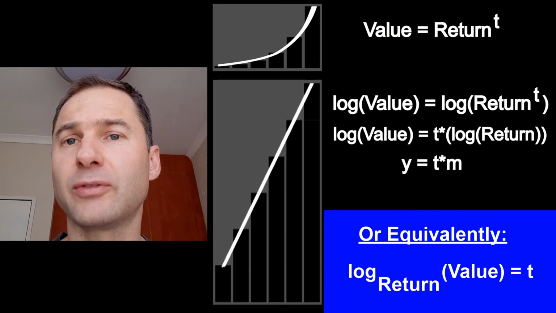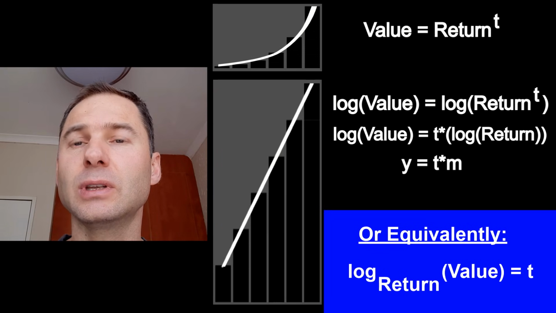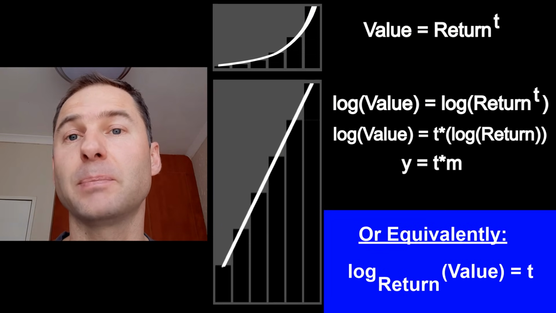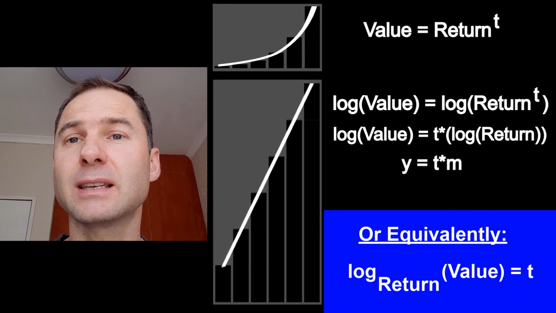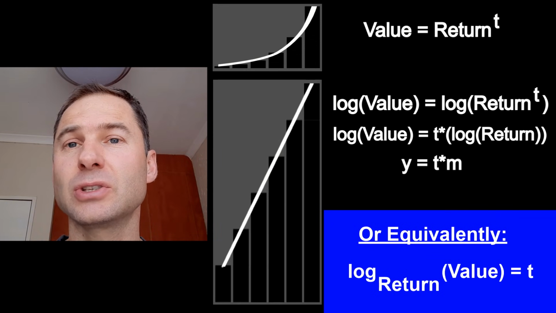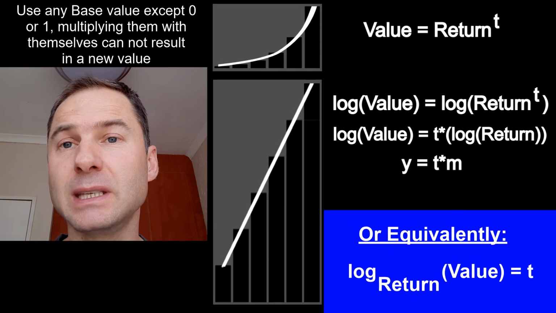Then you get log with base returns of value is equal to the exponent, or the number of times you have to repeat the base to get to the argument value. And this is really the secret behind logarithmic plots. You can choose any base value you like to represent what you want using repetition.